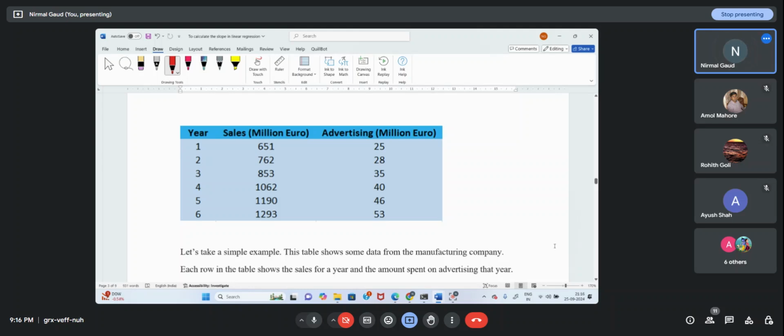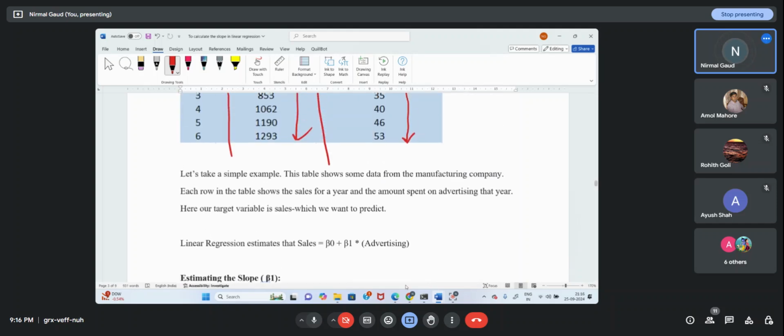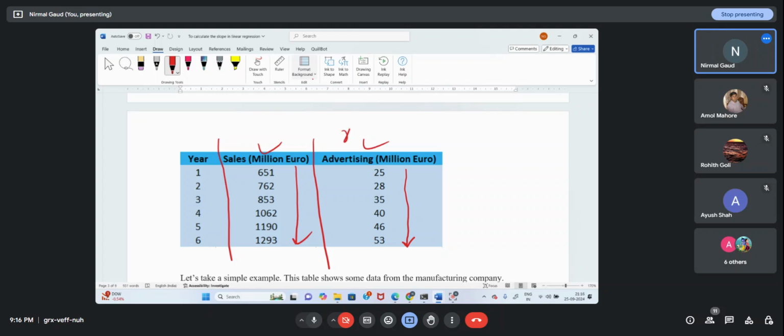Let us suppose this is your data set: sales and advertising. This much money was spent on advertising, and this was the sales that happened. So advertising is x, sales is y. You can apply your formula y equal to beta naught plus beta 1 x, where x is advertising. Now we need to calculate the value of beta naught and beta 1.